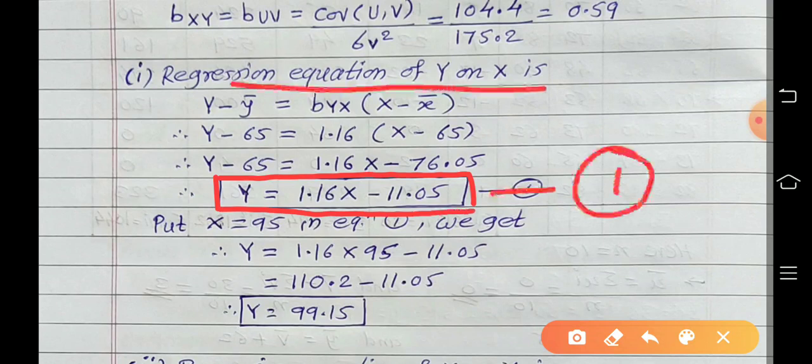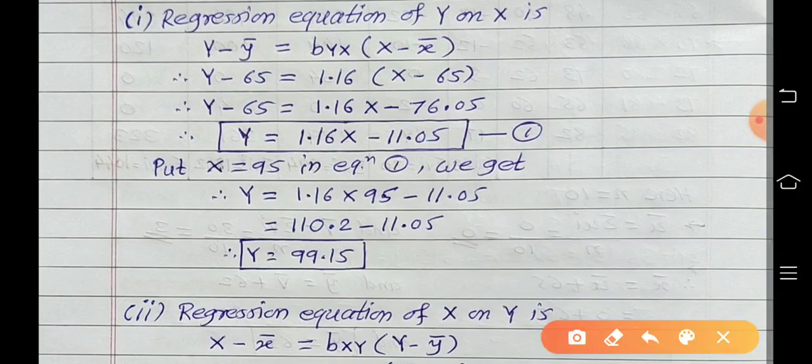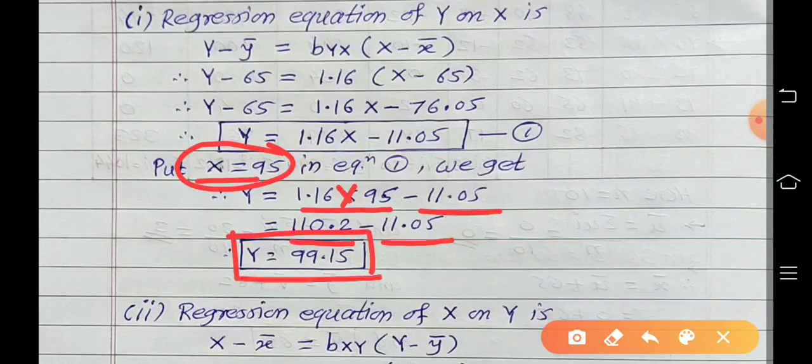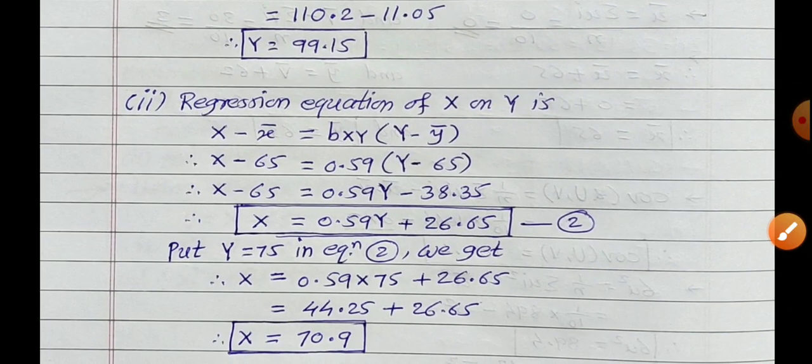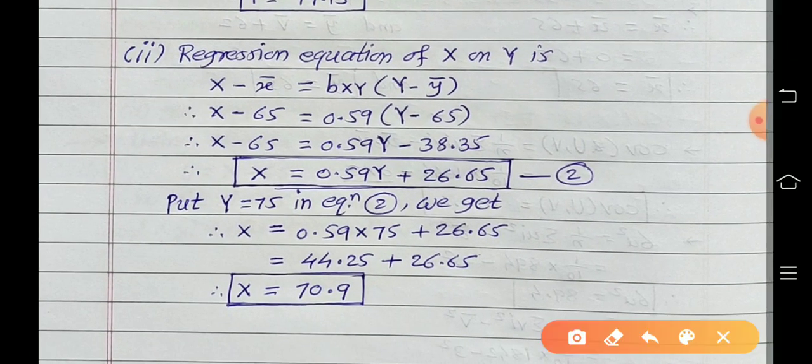Now one more condition is given. Now put the condition given, put x is equal to 95, then what is the value of y? So that value of x we substitute here. So y is equal to 1.16 multiplied by 95, that is given here in the question, minus 11.05. So do the multiplication first carefully. 110.2 minus 11.05. So the value of y obtained here is 99.15. Second, we have to find both regression equations.